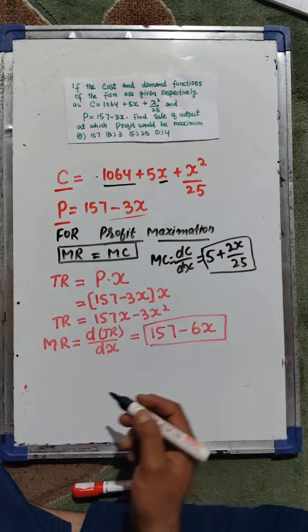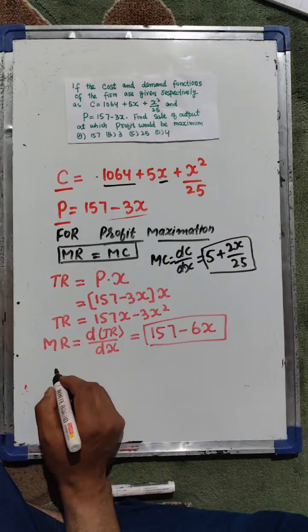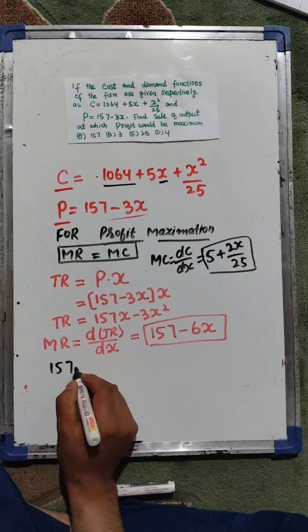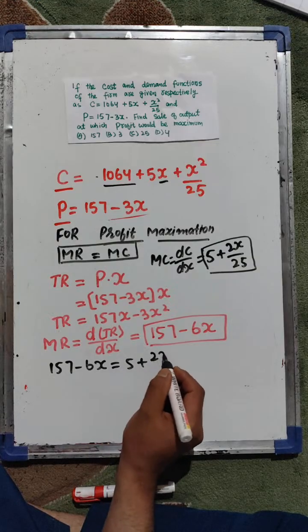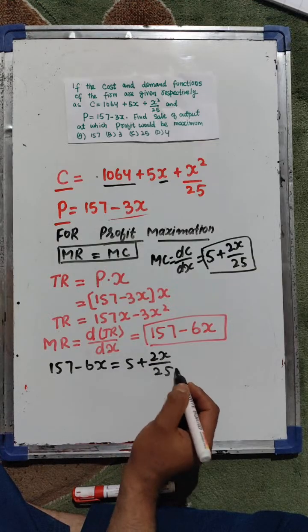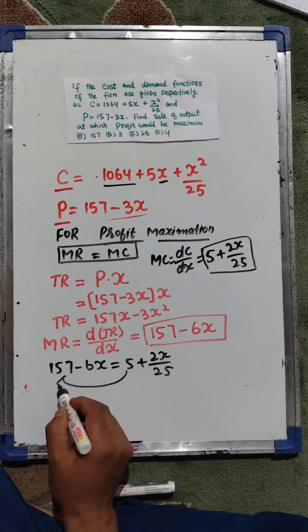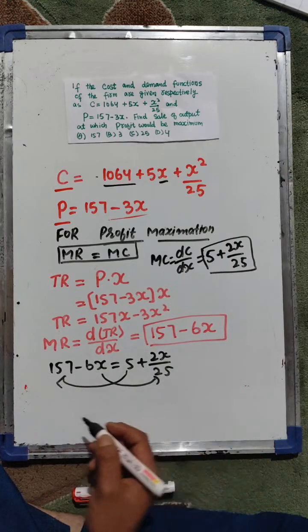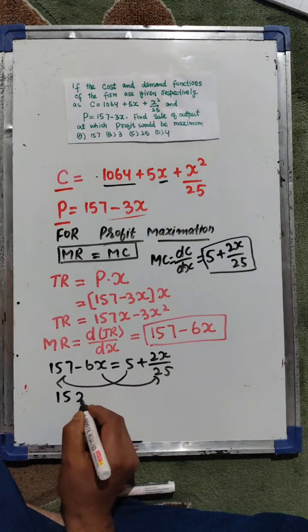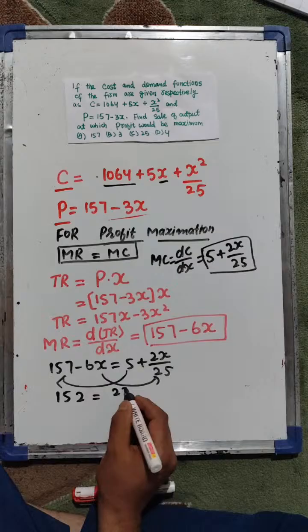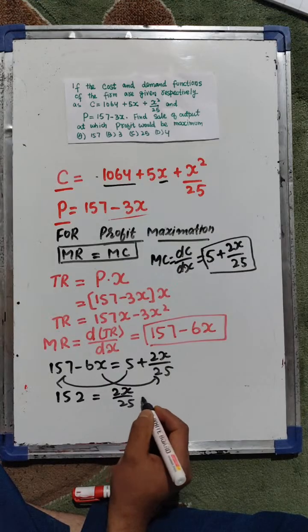Now we equate marginal revenue with marginal cost. So we have 157 minus 6x is equal to 5 plus 2x divided by 25. Transpose this 5 here, and this 6x here. So we get 157 minus 5, which is 152, is equal to 2x upon 25 plus 6x.